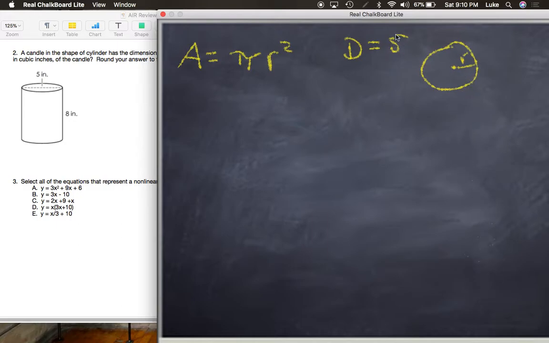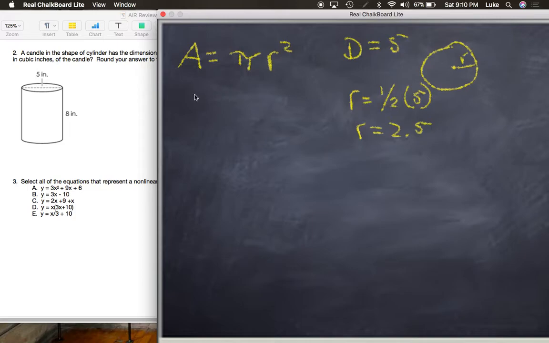So we need to find out what is half of 5 to get the radius so we can square it. So the radius is going to be 1/2 of the diameter. In this case, it's 5. So our radius will be 2.5.